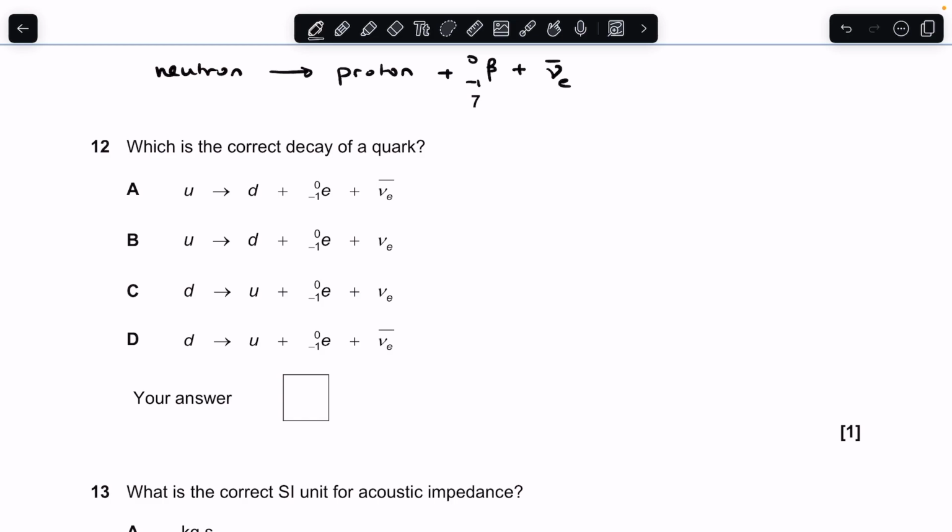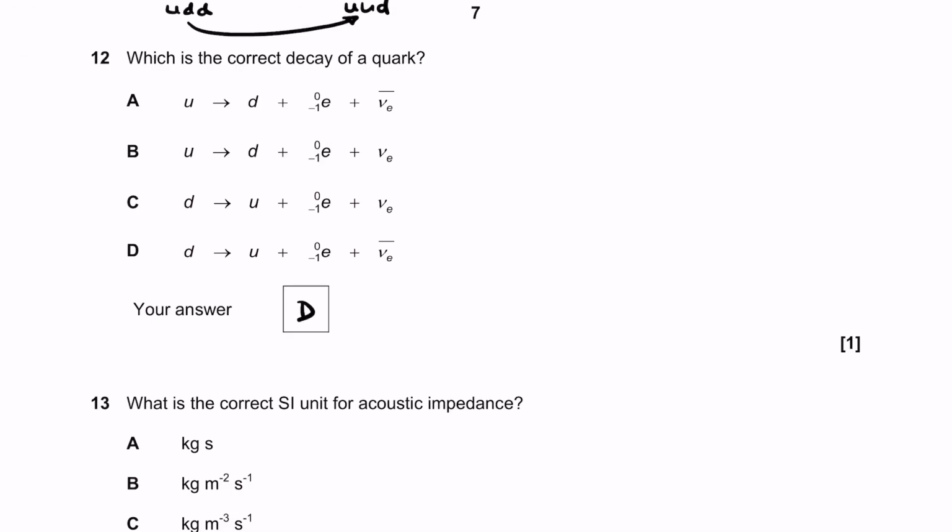We have to figure out which one is actually correct in terms of quarks. We know that a neutron is made up of UDD quarks, and protons are made up of UUD quarks. So D is turning into U, and that is represented by the equation in D. So D is our option. Another way of looking at this question is to look at the charges, whether the charges are conserved, and you can do it like that as well.